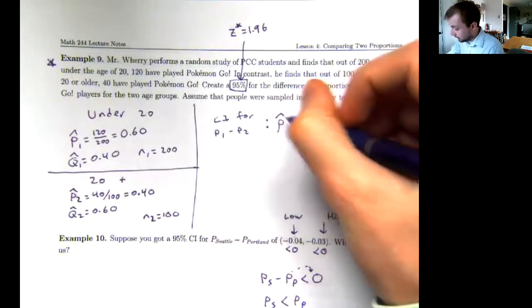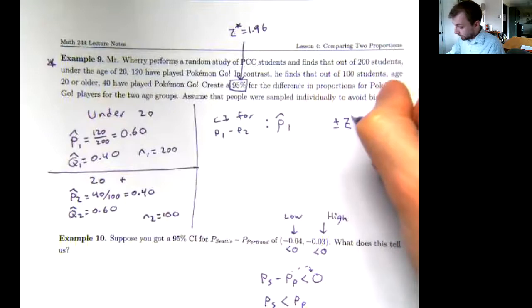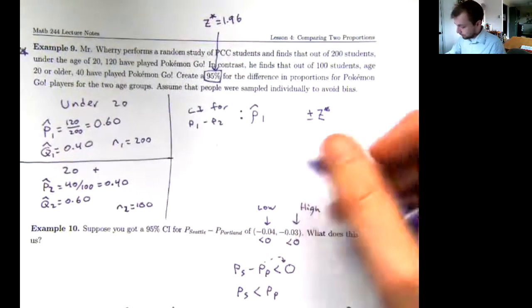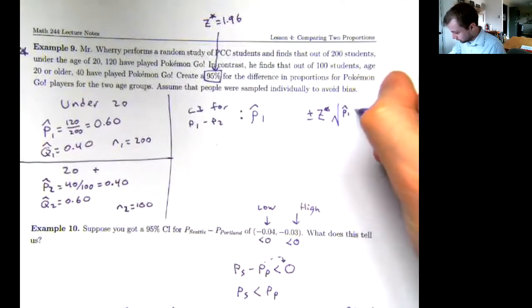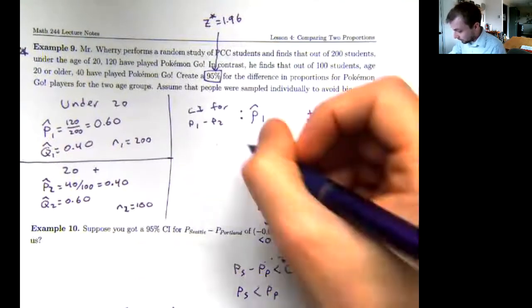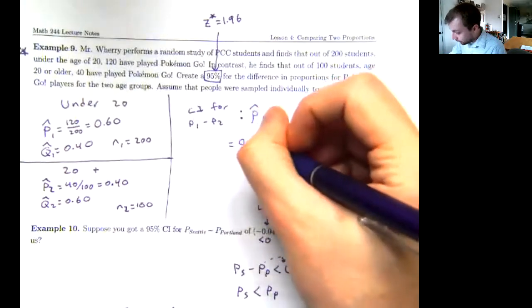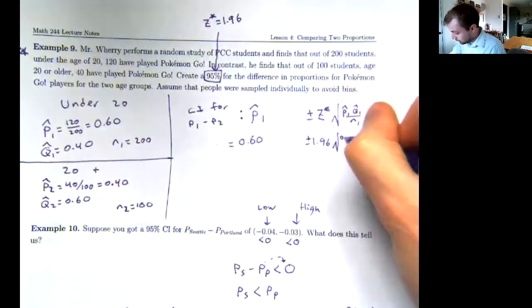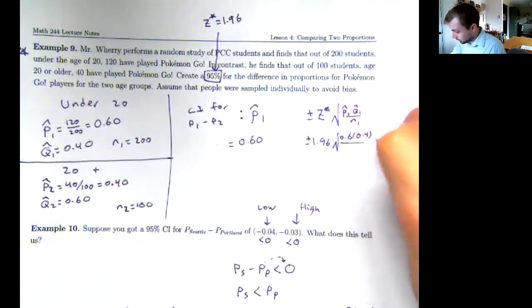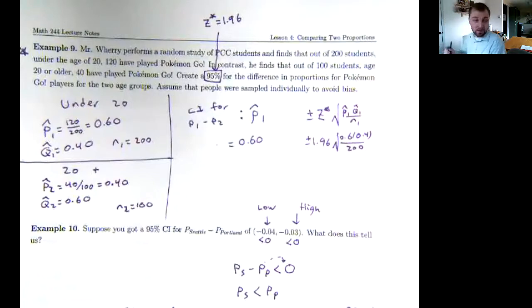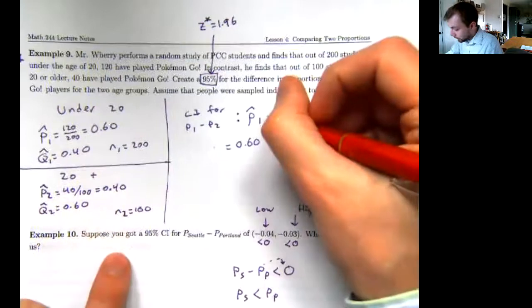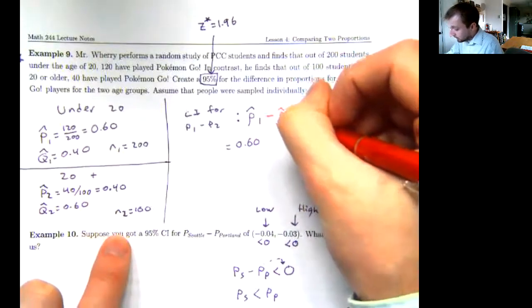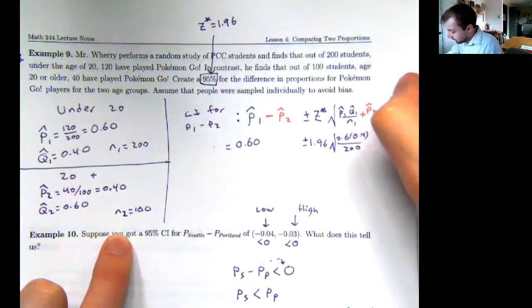All right, so I have my formula for a confidence interval for a single group, my under 20 group. If I was just creating the confidence interval for my under 20 individuals, it would look something like this. And now I'm going to do the same thing for my second group, my 20 and older. So I subtract the center, I add the spread.